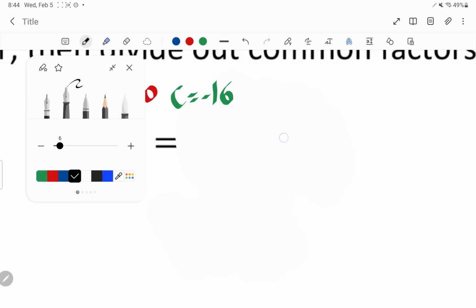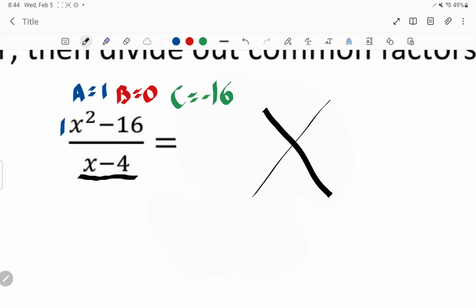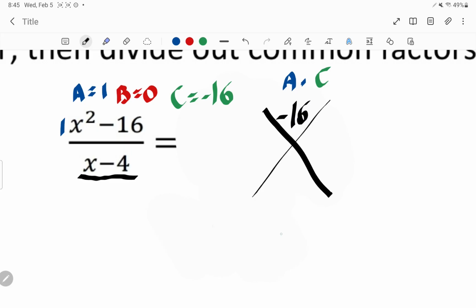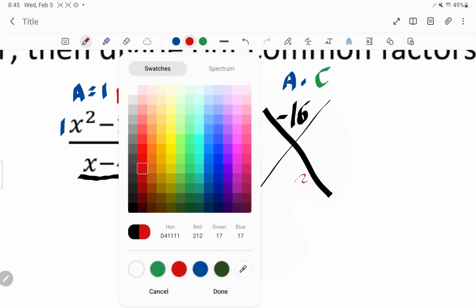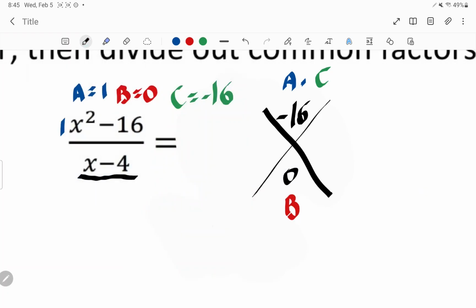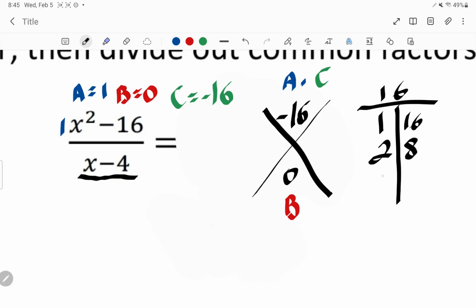Now with that information, we can go ahead and write our x. So I'm going to do a big X. I know for a fact that A times C is going to give me a number. So in this case, I have 1 times negative 16, which is going to give me negative 16. On the bottom, we have 0, which is my b. From here, we just need to find factors of 16, which is 1 and 16, 2 and 8, 3 doesn't have one, and 4 and 4.